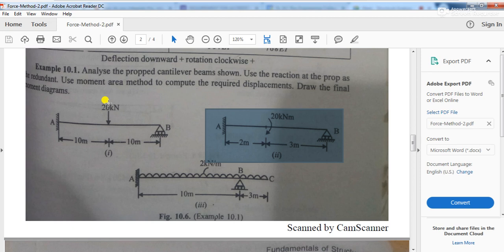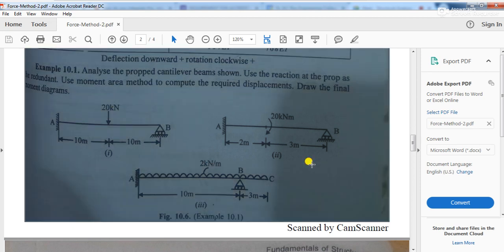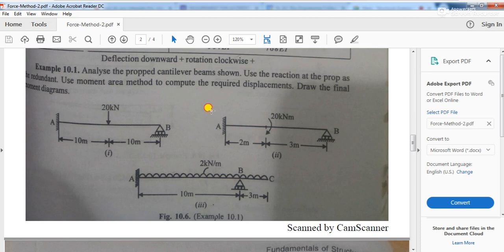So what is the methodology? First, you'll have to find out the degree of indeterminacy of this structure. Can anyone tell me what is the degree of indeterminacy for a propped cantilever? Is this structure 1 degree indeterminate, 2 degree indeterminate, or a determinate structure? Anyone? 1. 1 degree indeterminate, right?